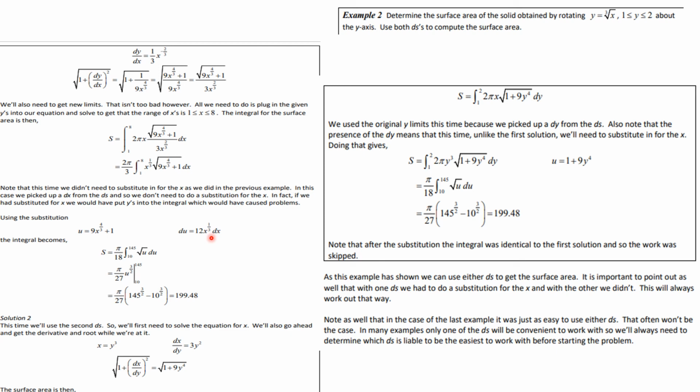12x to the 1/3 dx. I make that substitution, and then I also have to change my limits, so I go from, it looks like, 10 to 145, and so I do the integration. It's not too hard. I add 1 to the exponent, divide by the new exponent, and plug it in. Now this is the exact answer, so it is pi over 27 times 145 to the 3/2 minus 10 to the 3/2.